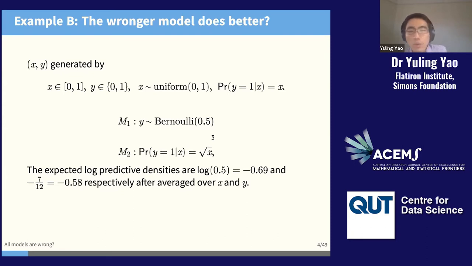But actually we have access to X. So the second model we can construct is a conditional model. Y given X is Bernoulli with probability square root of X.